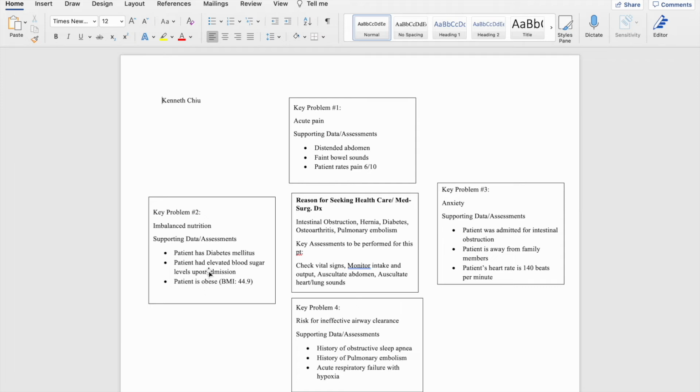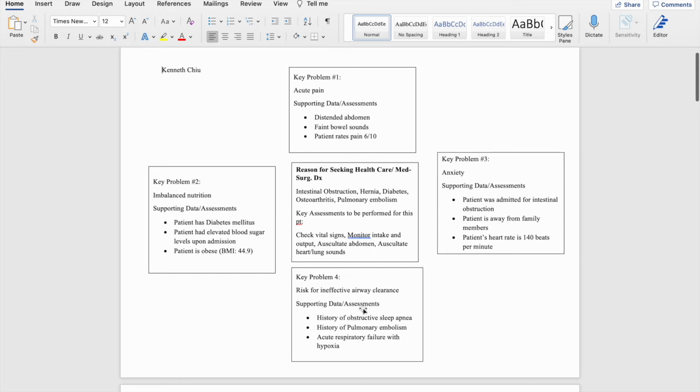Key problem number 2, we see imbalanced nutrition. The patient has diabetes, she has an elevated blood sugar, and she is obese. So these three supporting data and assessments connect with the imbalanced nutrition issue that she has. The third problem that she faces is anxiety. The patient was admitted for intestinal obstruction, the patient is away from family members, and the patient's heart rate is 140 beats per minute, which supports the potential anxiety problem.